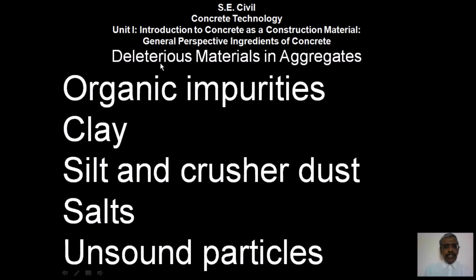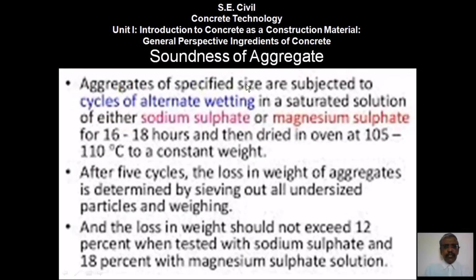Then we will see the deleterious materials in the aggregate. Deleterious materials means harmful materials. They are the organic impurities, clay, silt and the crusher dust. The silt will be in the natural river sand and crusher dust will be in the artificial sand, salt, unsound particles. Then the soundness of the aggregate, we have to conduct the test in the lab.